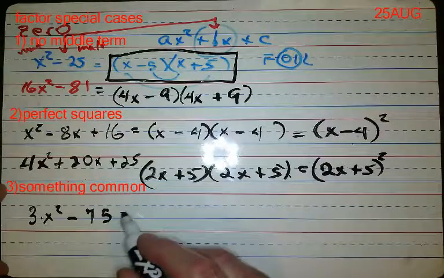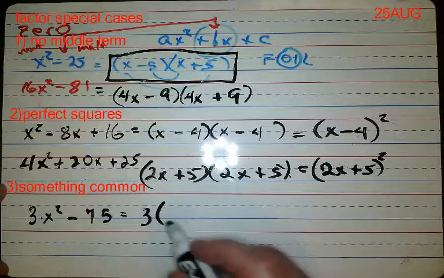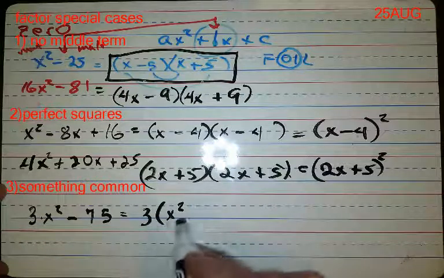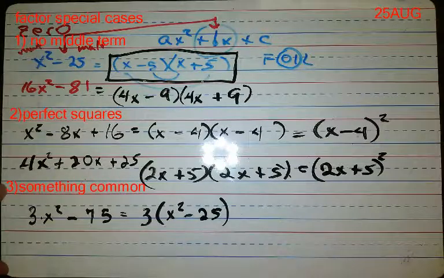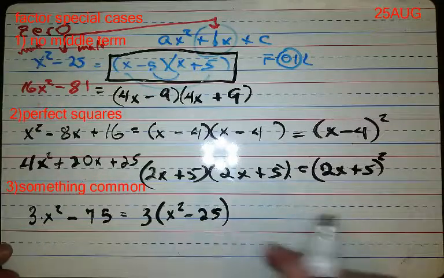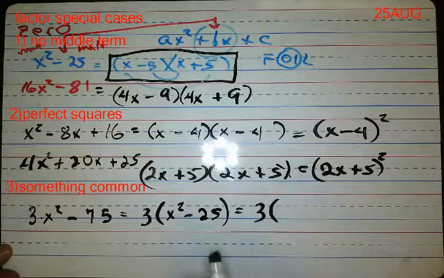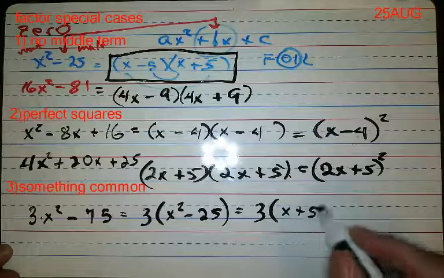So remember what we did the other day, you have to take what's common out and then you have to write what's left. So if I divide by 3, x squared is left. If I divide by 3, 25 is left. See? Now, look, it's the same as the one up there. So that would give me 3 on the outside. You always have to leave that 3 there. And then x plus 5, x minus 5.